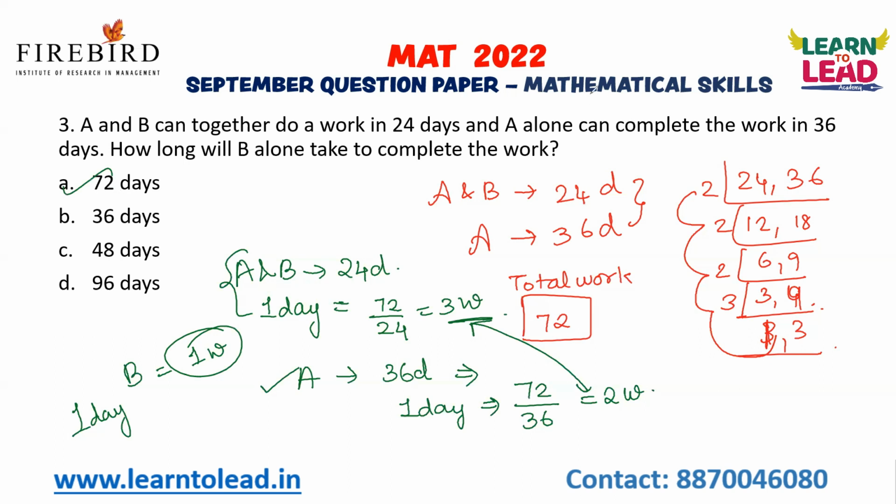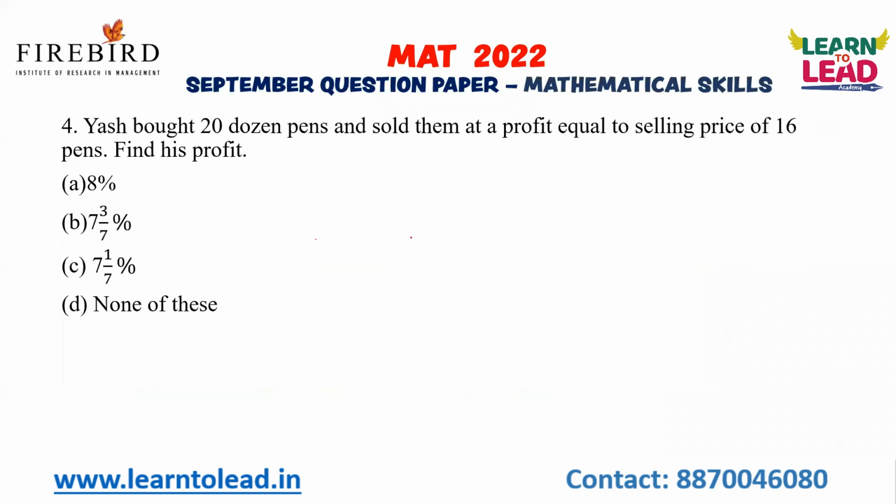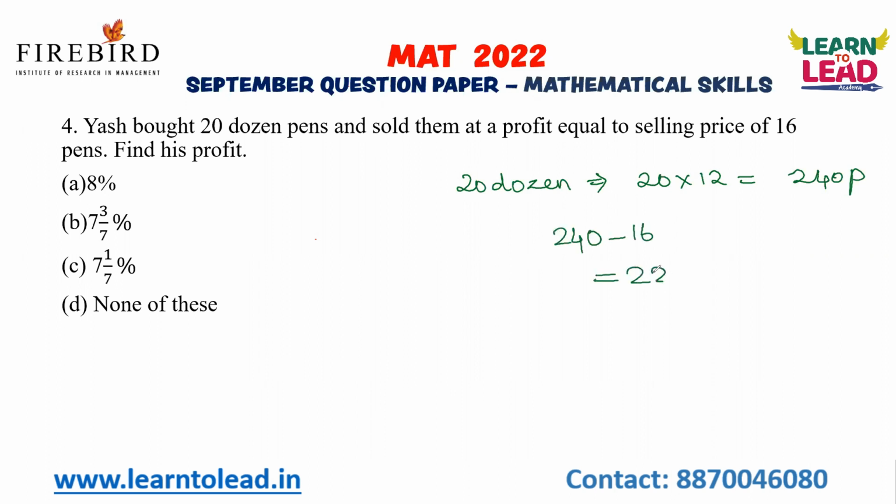Now, shall we move on to the next question? Now see. Yash bought 20 dozen pens and sold them equal to the selling price of 16 pens. See, 20 dozen pens, 1 dozen is 12 pens, right? So 20 into 12 is 240 pens, and his profit is 16 pens. So 240 minus 16, it is nothing but 224.